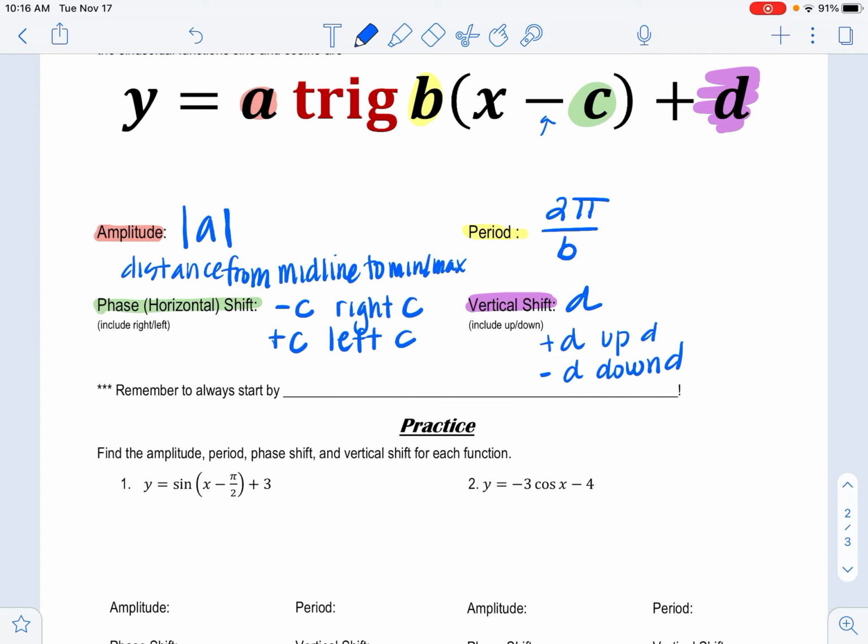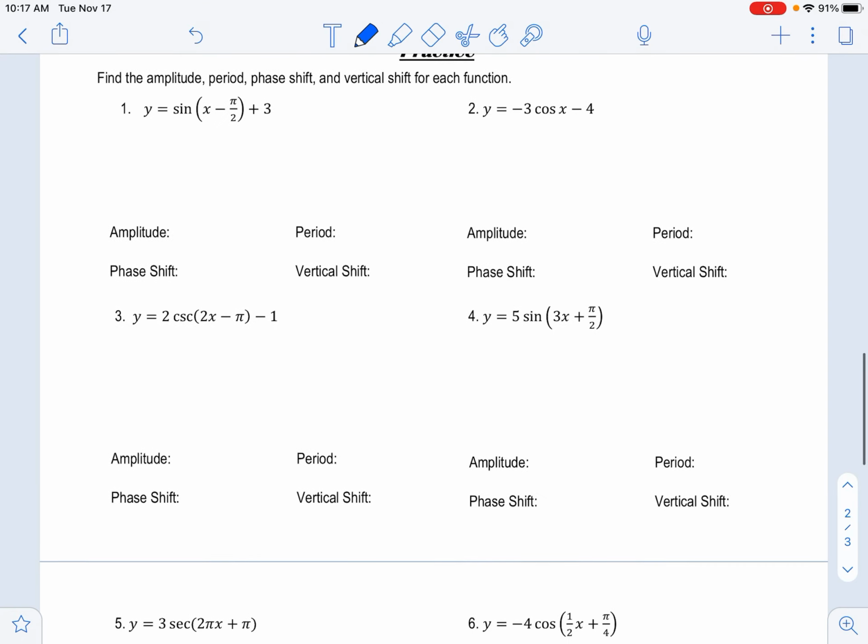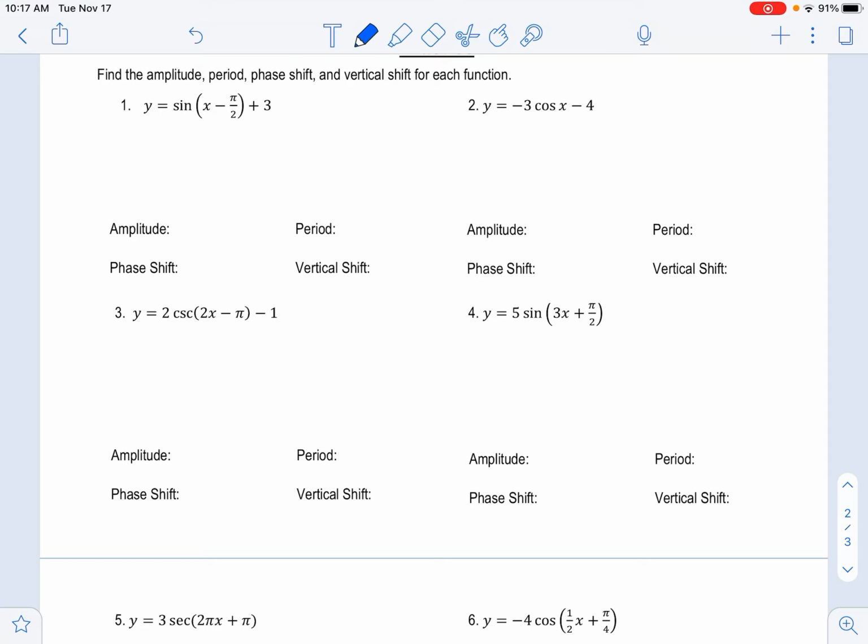So one thing that you have to remember before you start is if you look at this equation, b is always factored out of this. The lead coefficient on x has to be 1. So if there is a value other than 1 in front of x, b has to be factored out. So remember to always start by factoring out b. So the first thing I'm always going to ask you is, what is b? And if your answer is something other than 1, we have to factor it out. Okay? All right, let's get started on this practice here.